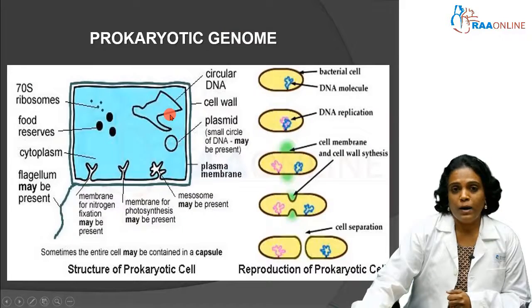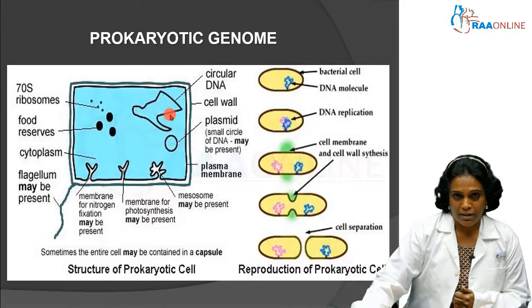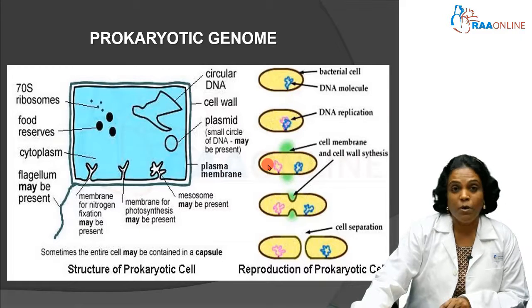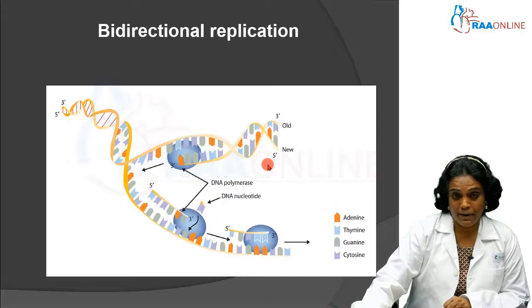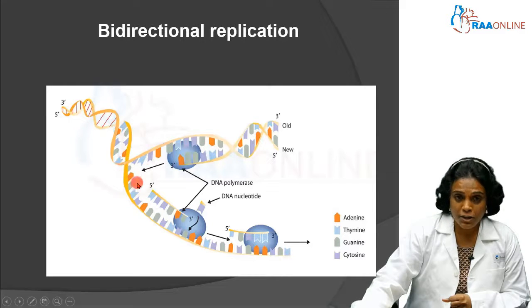Now how does a prokaryote replicate? It replicates by binary fission. And how does the nucleic acid replicate? It follows 2 mechanisms. One is the bidirectional replication. Here the replication gets initiated at the replication fork. The replication fork is a place where unwinding of DNA happens.